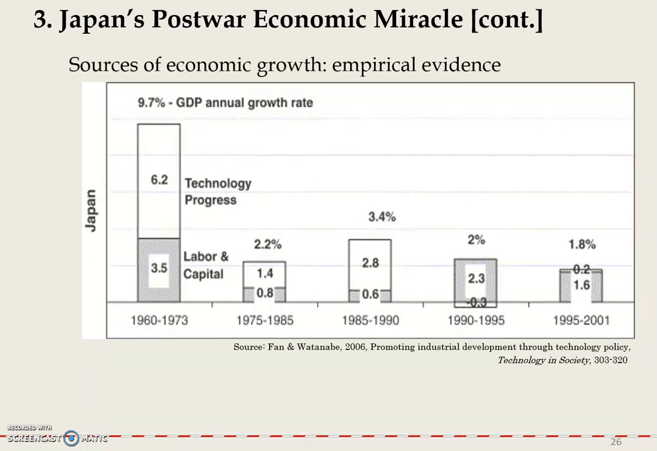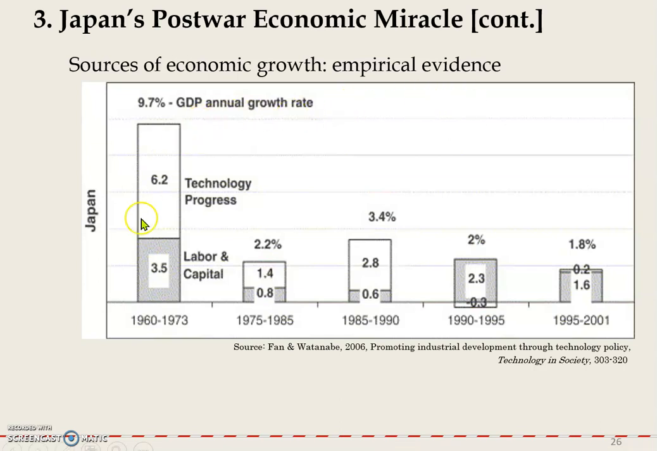All right. So here we break down the post-war period, specifically from 1960 all the way to 2001, over the course of 4 decades, and we look at, during the specific periods, how fast Japan's economy grew, and the breakdown of its growth.